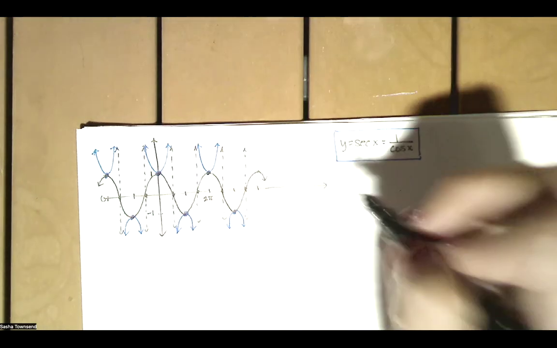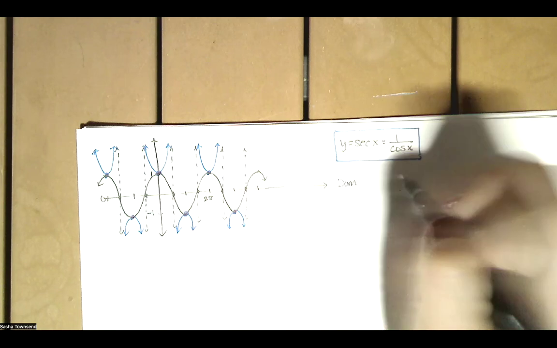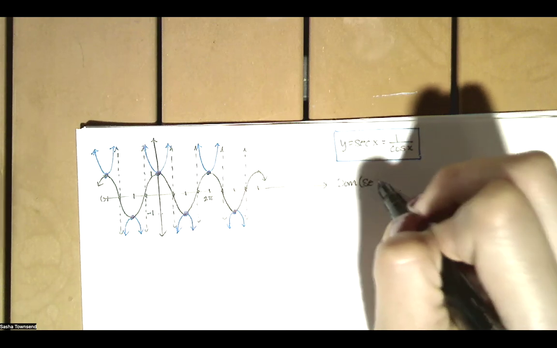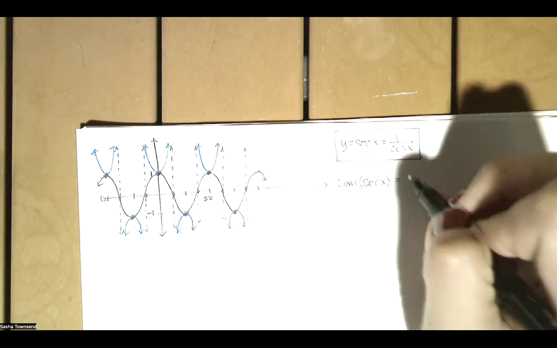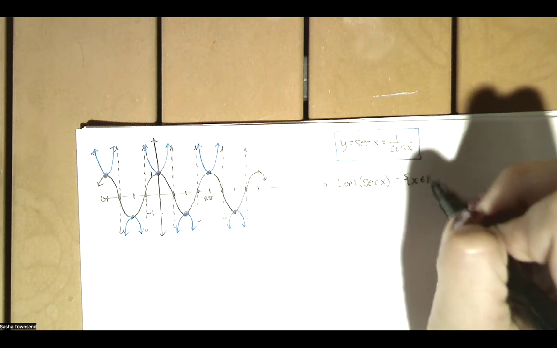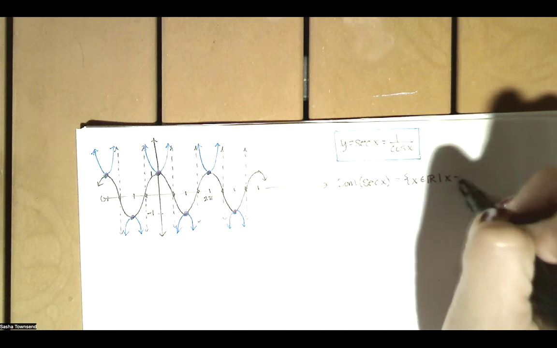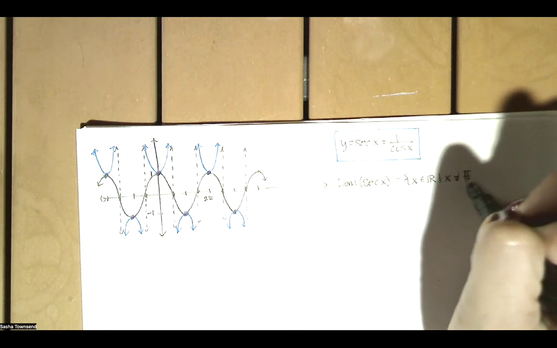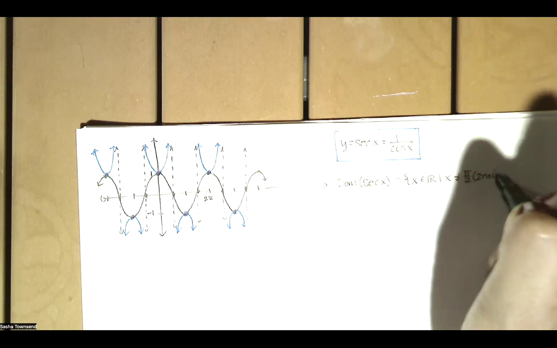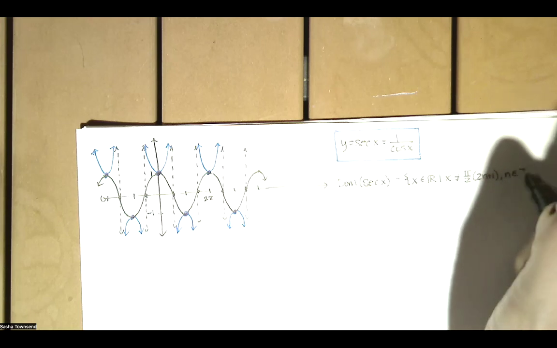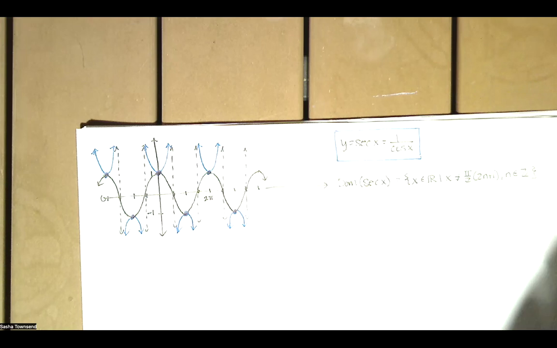A couple things I want you to notice. The domain of secant is all real numbers except the odd multiples of pi over 2, because that's when cosine is 0.